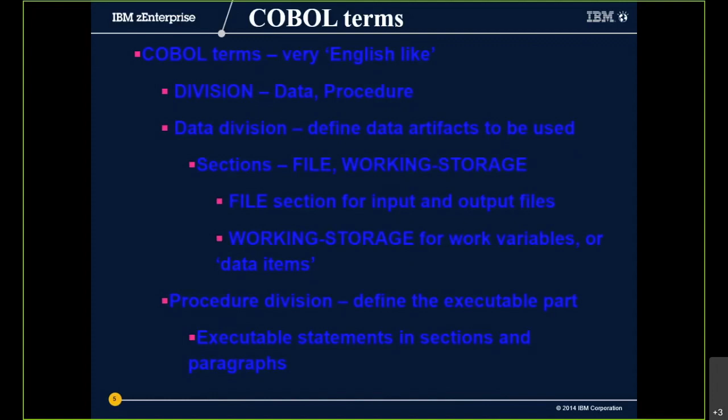Okay, so COBOL programs are divided up into divisions. There's a data division and a procedure division. The data division defines the data artifacts to be used in the program. In most languages, you would call them variables, but in COBOL, they call them data items. It might be a little bit weird, but I'm so used to it I don't even think about it. In the data division, you define your variables for your program. You also define files in case the program is going to do file input-output, or I/O. So we have a file section, and we have a working storage section for work variables.